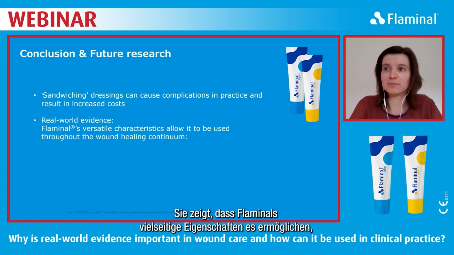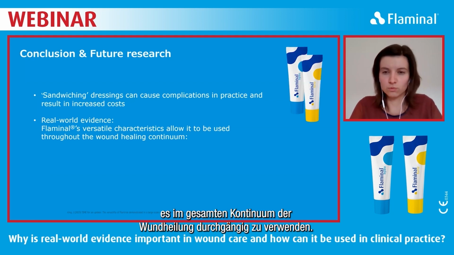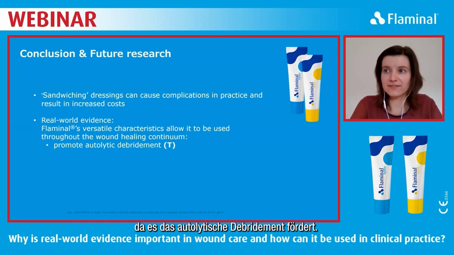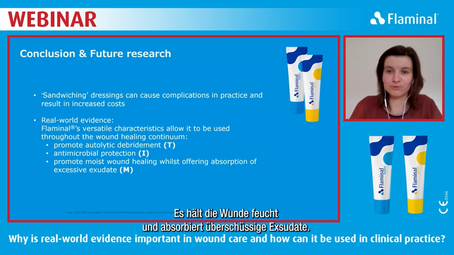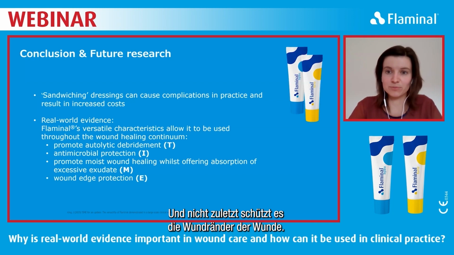It shows that Flaminal's versatile characteristics allow it to be used throughout the wound healing continuum, as it promotes autolytic debridement. Flaminal offers antimicrobial protection. It keeps the wound moist while offering absorption of excess exudate. And last but not least, it protects the wound edges of the wound.